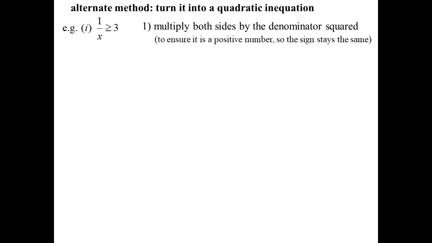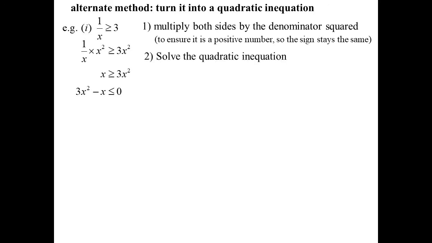Here's what most tutors show you. They would like you to turn it into a quadratic inequation. This is probably the most common method, not the most successful method. We will multiply both sides by the denominator squared. That makes sure it's a positive number so the sign won't change. So we end up with x is greater than or equal to 3x squared. 3x squared minus x is less than or equal to 0. Okay, let's solve it. And we've got 0 and a third.